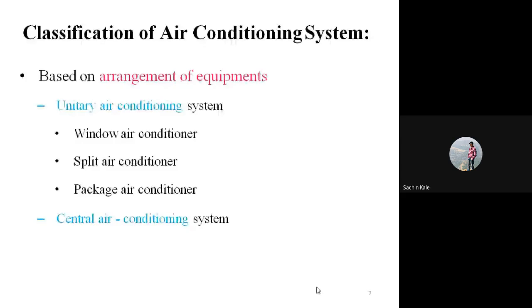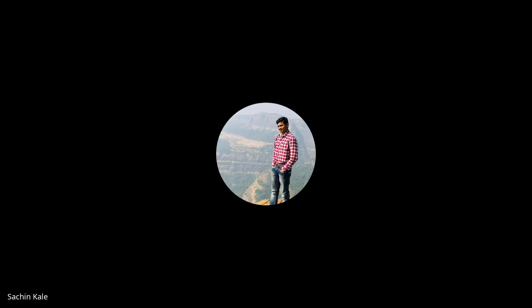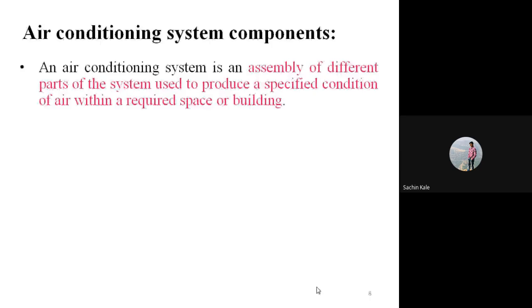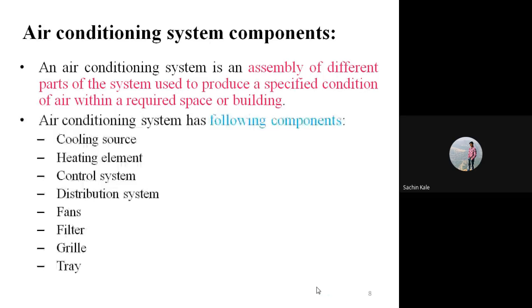Now, whatever air conditioning systems are there, those will be made up of various components. The assembly of those different parts of the system, which is used to produce a specific condition of air within a required space, will be called the air conditioning system components. So the various components which any air conditioning system will possess: first one is the cooling source, that is the cooling coil. Then a heating element, the heating coil, will be present.